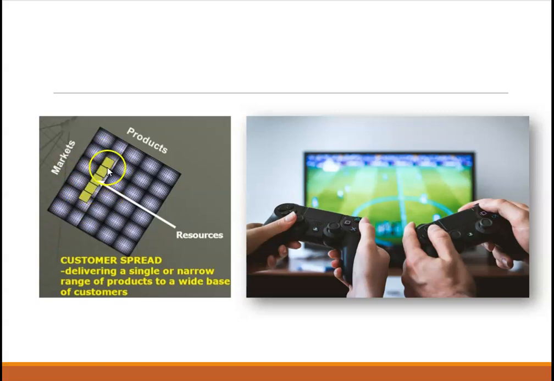So you see markets here, so many markets. So I put here examples of game or PlayStation. So it's not for adults only, but it also can be played with children, right? With a child, the whole family can play PlayStation, right? So these are examples of a customer spread approach.